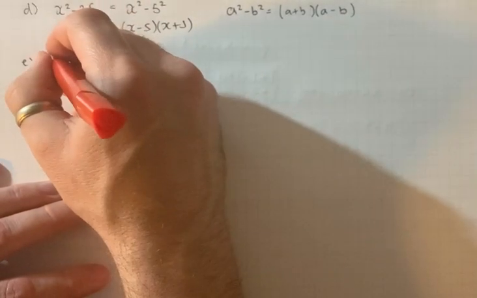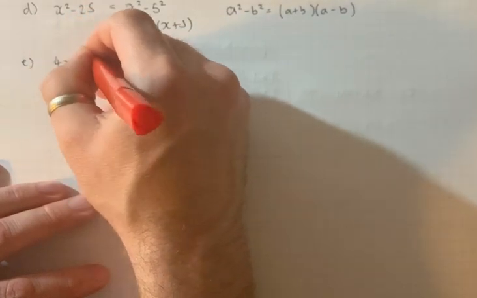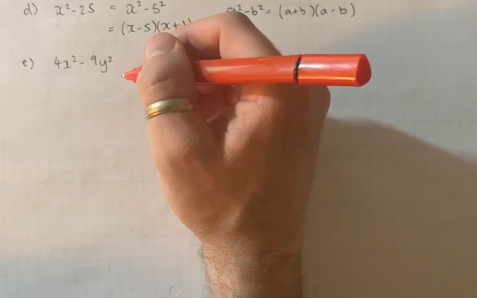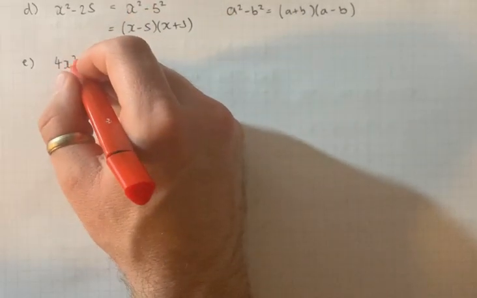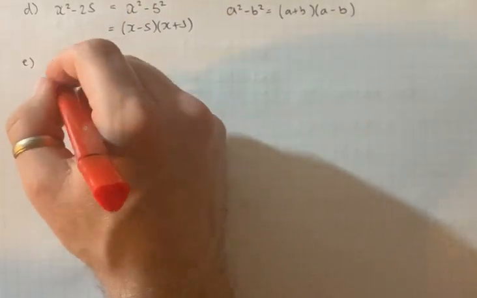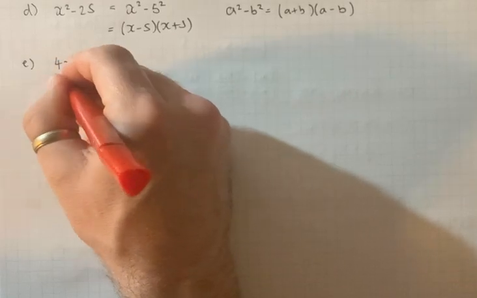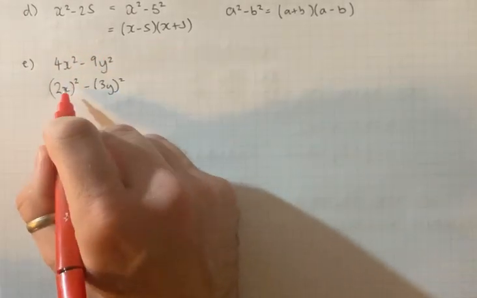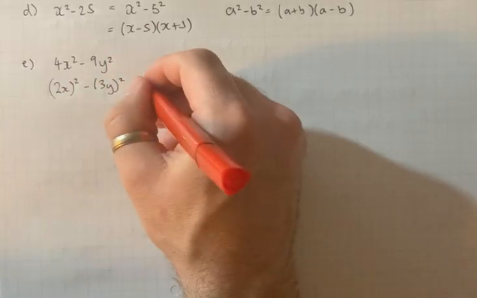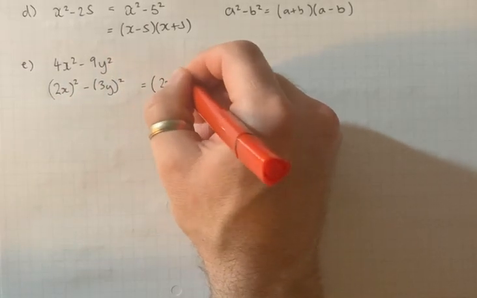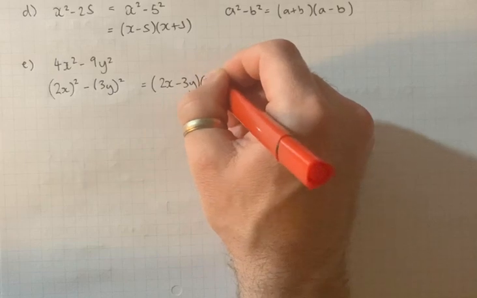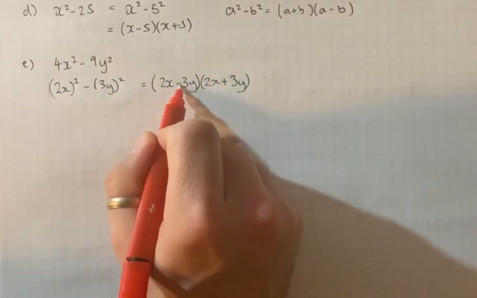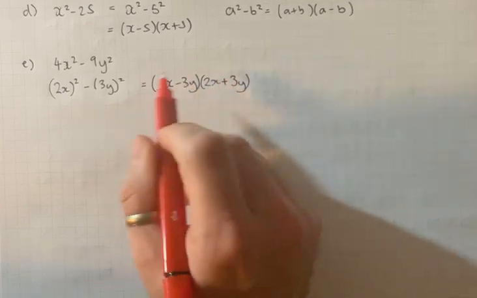A little bit more difficult. 4x squared minus 9y squared. Now, remember, it's difference of two squares. You need to think what squared is all of this. So it's 2x all squared minus 3y all squared. Difference of two things that are squared. So exactly the same in the two brackets, 2x and 3y. One's a plus, one's a minus. Doesn't matter about the order.